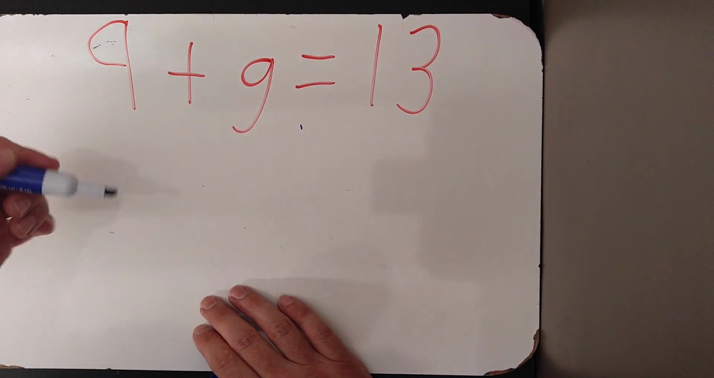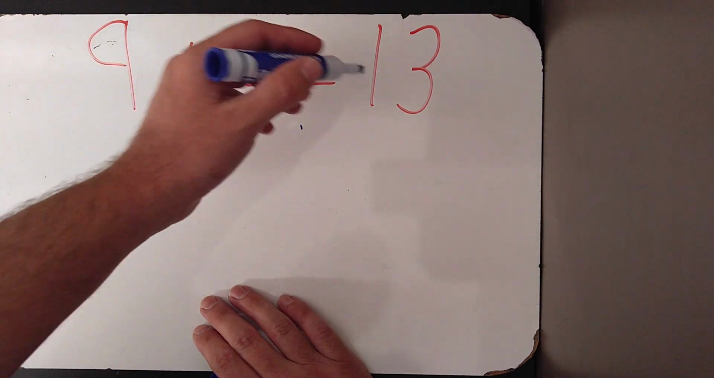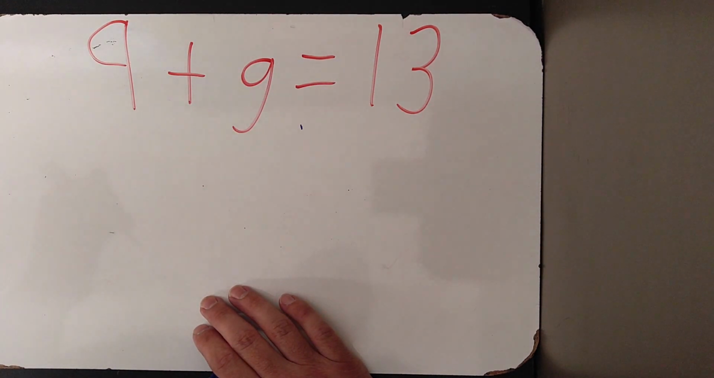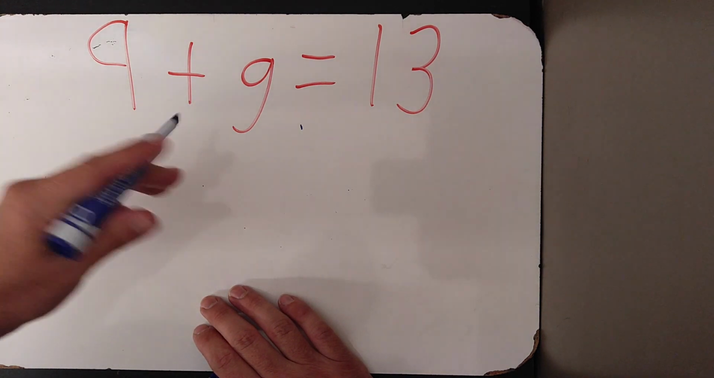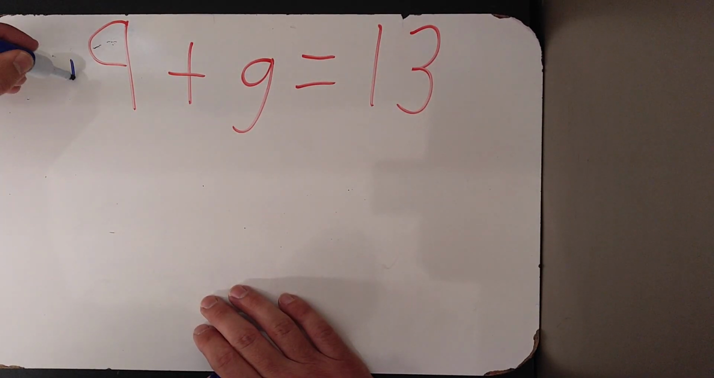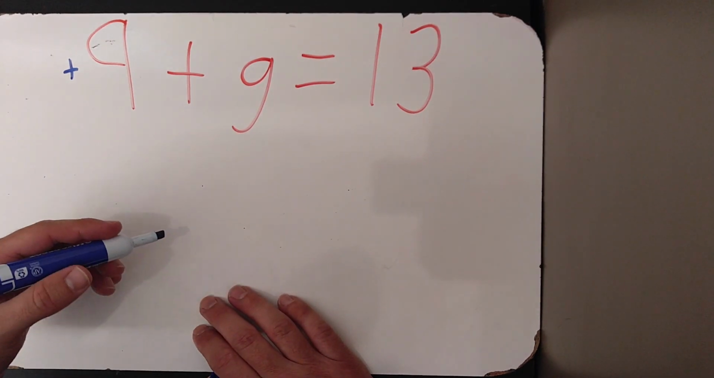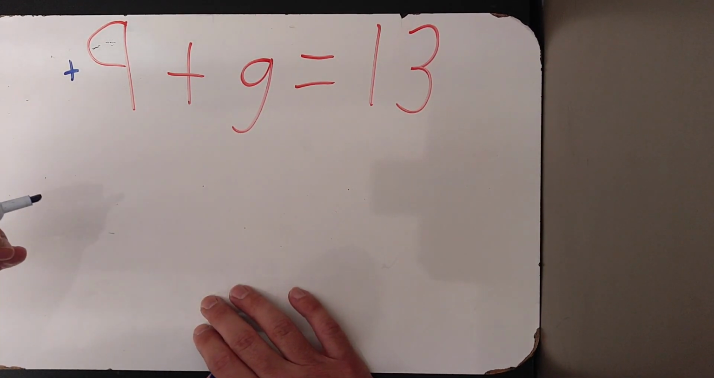If you don't already know through mental math that this would be a 4, because you know 9 plus 4 equals 13, you should go through the operations to solve for g. And in this case, you would use the opposite sign. So you have a positive 9, and you have plus g equals 13. So you can do the opposite operation to solve for g.